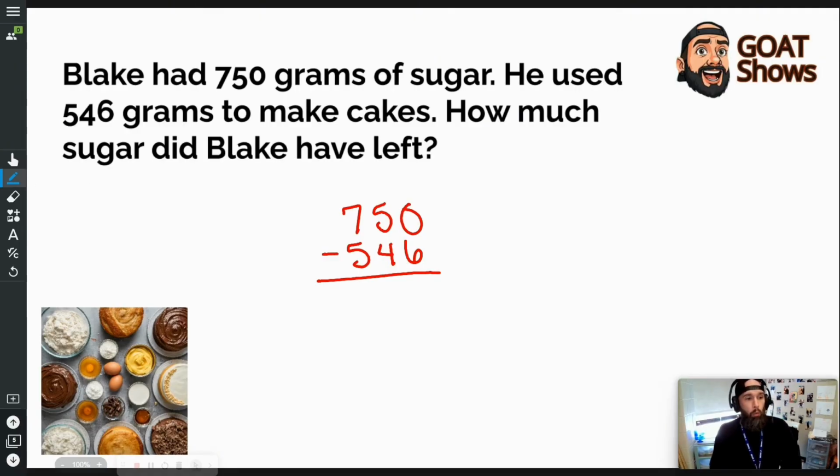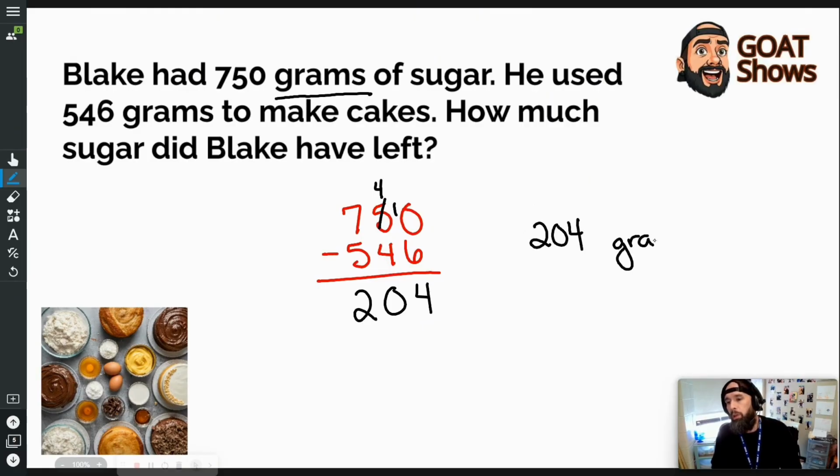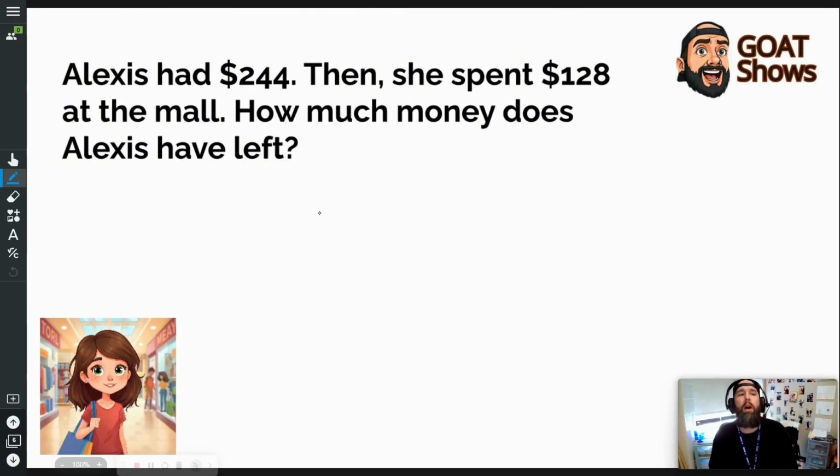Okay? Now we go right to left. 0 minus 6, can't do it. Let's borrow 1 from 5 and make it a 4. 10 minus 6 is 4. Write it under the line. 4 minus 4 is 0. And 7 minus 5 is 2. So how much sugar does Blake have left? Well, we're using grams of sugar. So we're going to say 204 grams of sugar. Okay? Subtraction word problem, done.